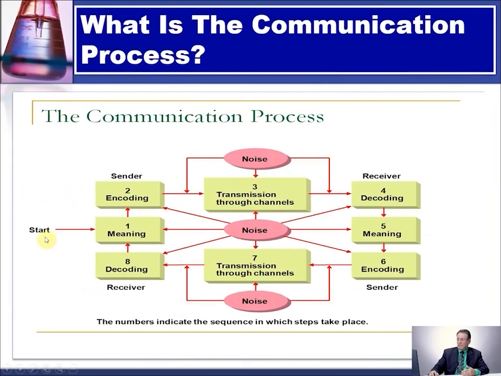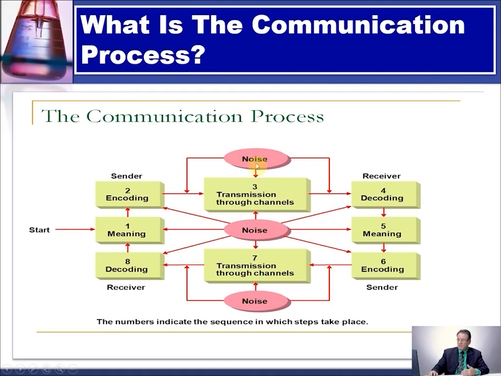So here you start. This is the sender. He has a meaning, he has a message, he encodes the message, then he transmits the message through the appropriate channel. Then the receiver will decode the message, understand the meaning, encode again, and transmit it back to the sender who will decode it again. And the circle goes on.